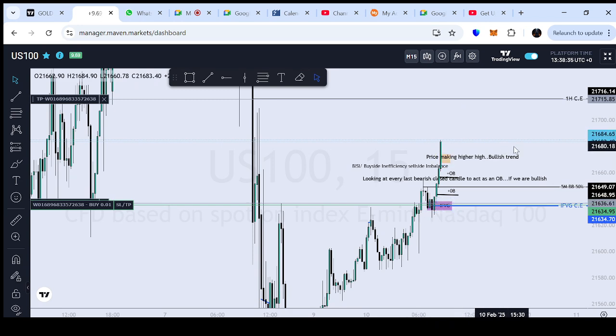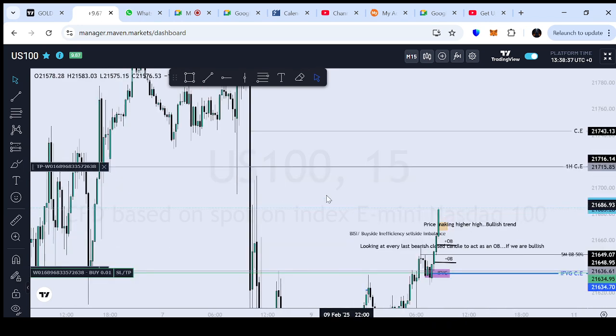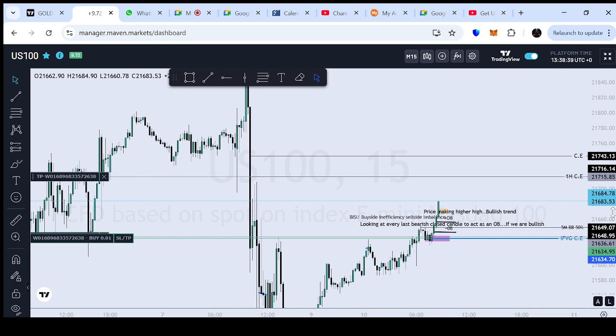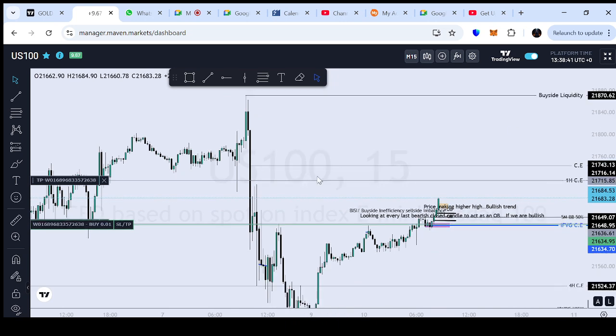Going into 9:30 opening price, we have an inefficiency here, consequent encroachment. That's a fair value gap, BC. To get the consequent encroachment of this BC, sell side imbalance, buy side inefficiency is a fair value gap and inefficiency. So price is coming at the consequent encroachment. That's the 50% of it.